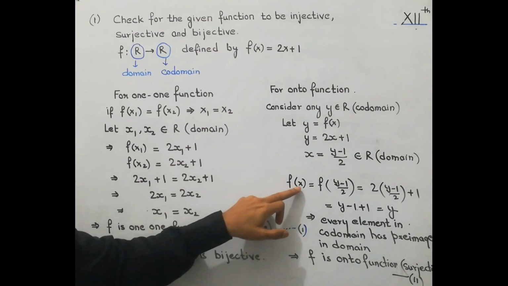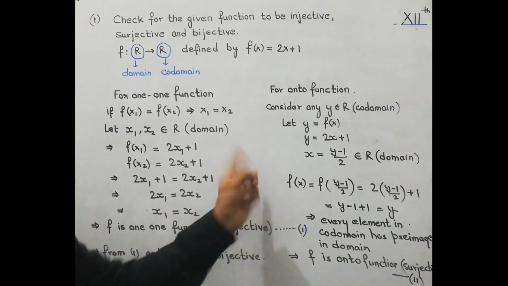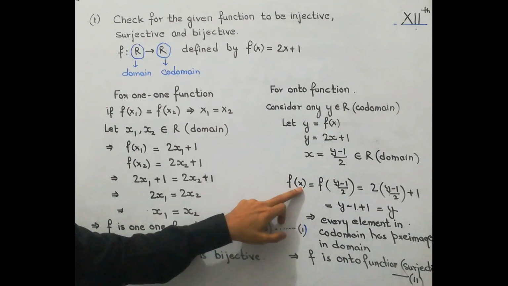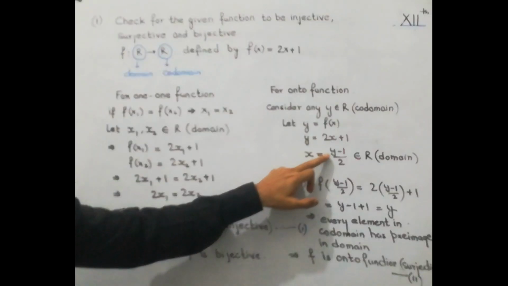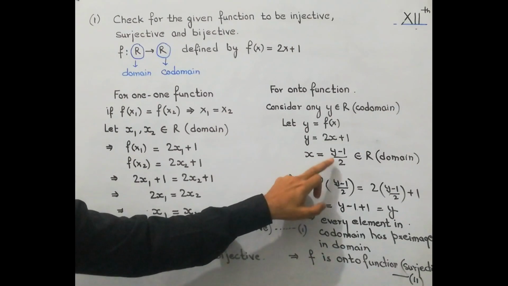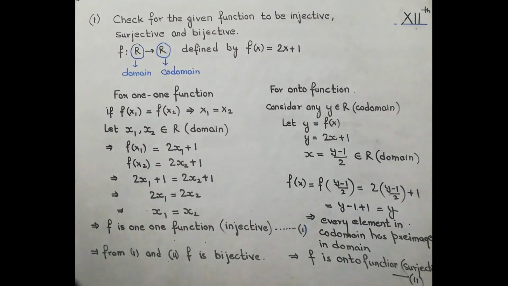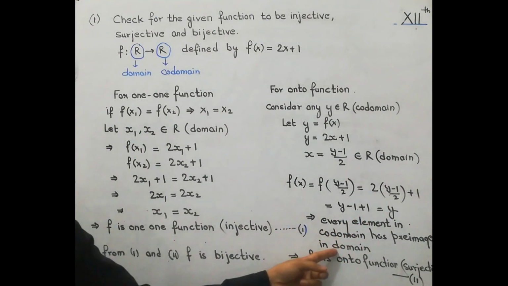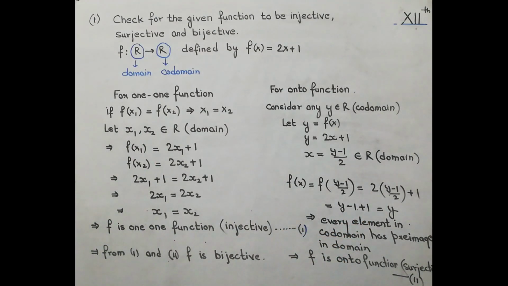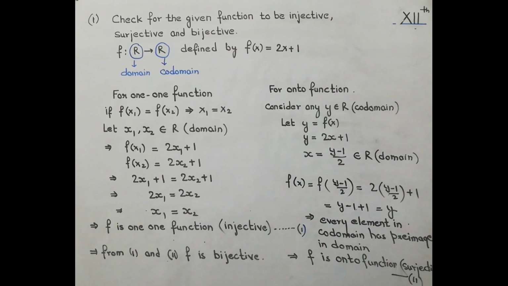Now we know that in a function, if value of x is substituted, we get the image. So here what I am doing in this function, I am substituting pre-image. Now x is pre-image, and this is the pre-image of y. So I am getting finally y. So this shows that every element in codomain has pre-image in domain. So we can say that f is onto function, that is surjective. Now a function which is both injective and surjective, we can say that it is bijective. So you can pause and note it down.